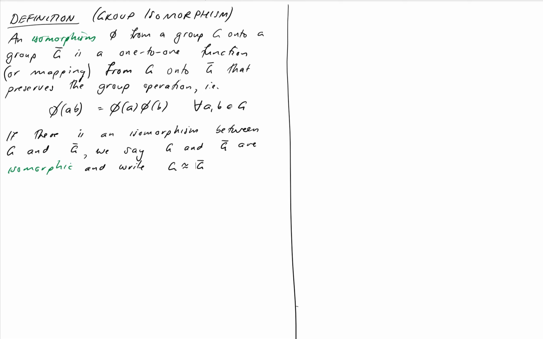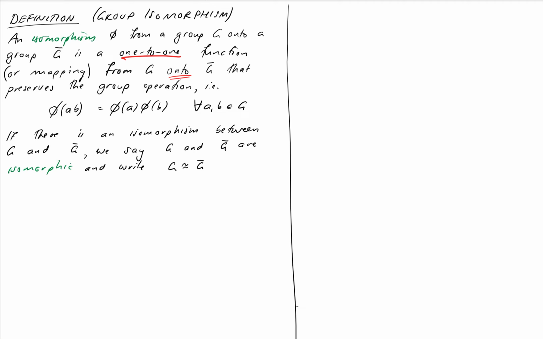So an isomorphism phi from a group G onto another group G bar, okay, so we've got two groups involved, is a one-to-one function from G onto G bar. Just a little note before we move on: that onto is an actual very deliberate word. You read this as saying that the function is both one-to-one and onto. So it's a one-to-one and onto function between G and G bar that preserves the group operation.